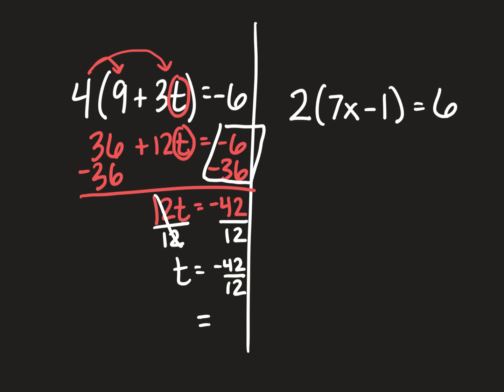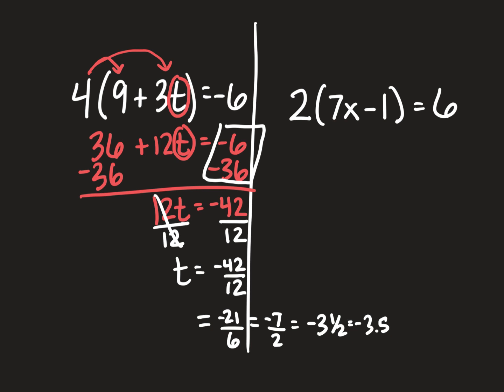Half of 42 is 21, and half of 12 is 6, and that can be further reduced by 3. 3 into -21 is -7, and 3 into 6 is 2. Of course, you could take that a step further if you want to, but it's not necessary. -3.5 would also be fine.